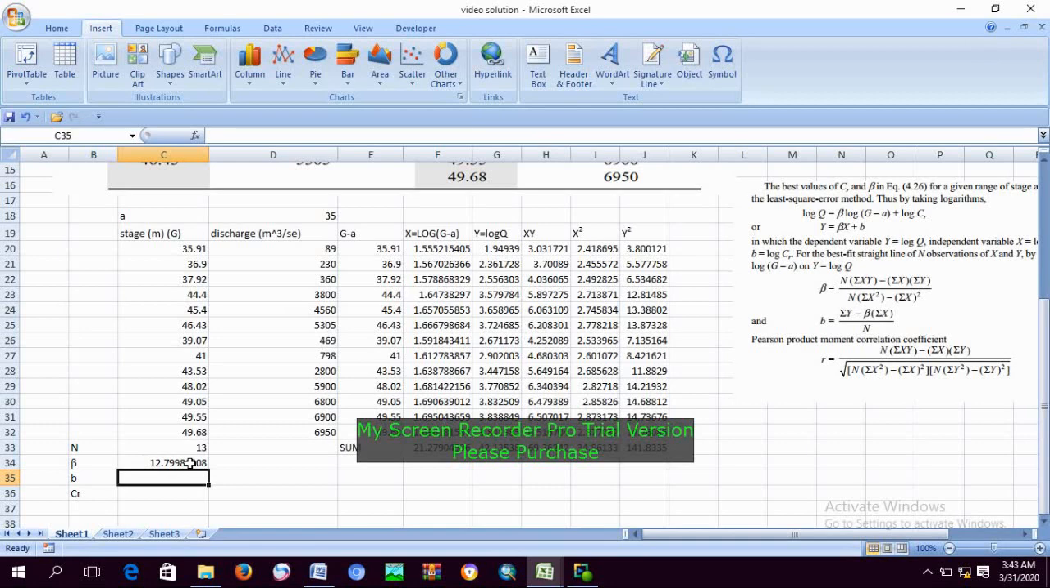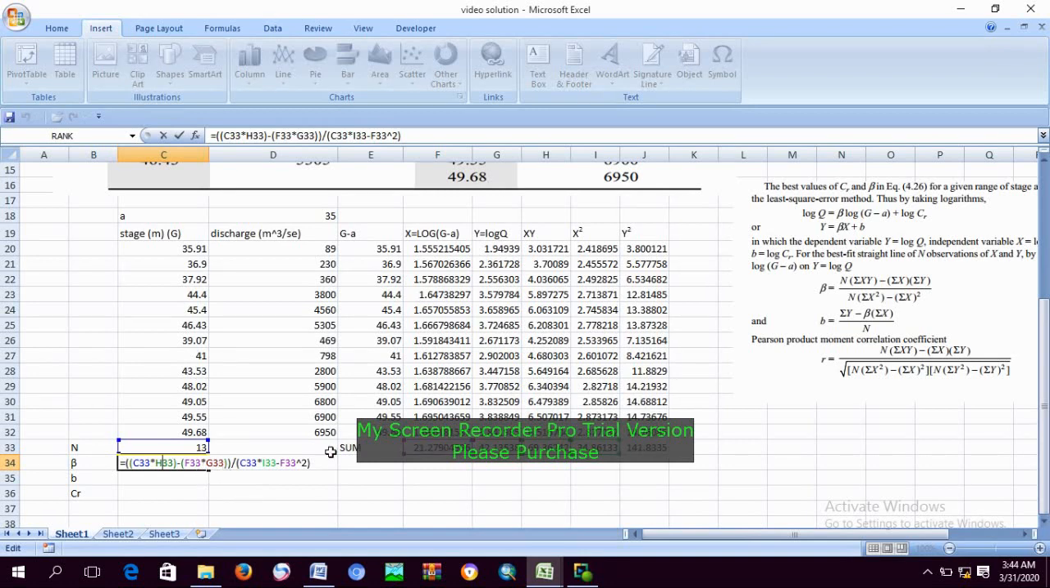It is the beta value. If there is some error, we can adjust. It is the beta value. Can check the value, check.